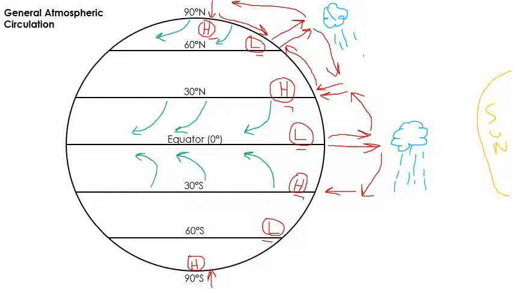From 30 degrees north to 60 degrees north, again, they're going high to low and deflected to their right. So here the winds are doing this in the northern hemisphere, right? And then in the southern hemisphere, the same thing, from high to low and deflected to their left. From 90 to 60, the winds are doing this. And then from 30 to 60, from high to low, deflected to their left, the winds are doing this.